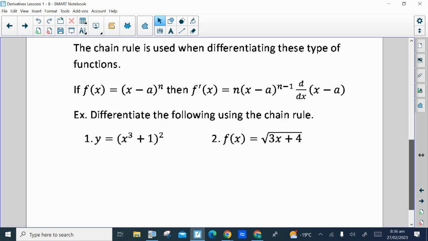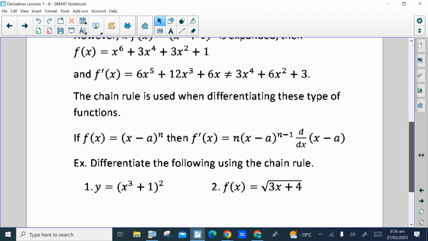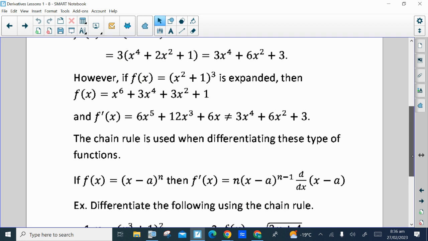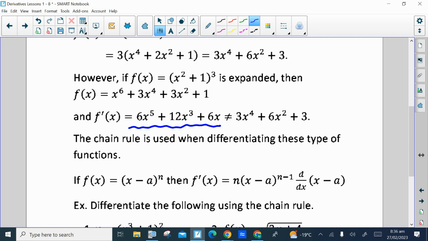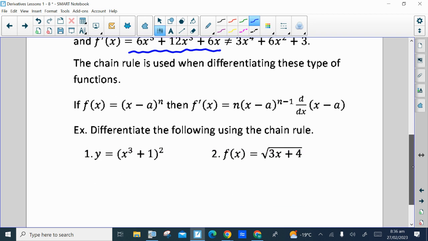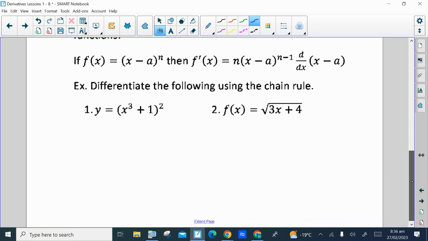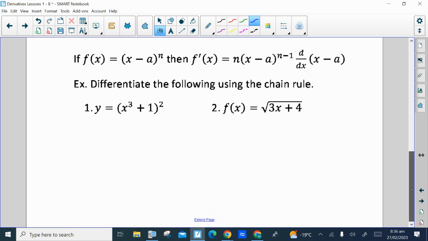Y equals x cubed plus 1 all squared. We know from above that it must equal this first expression, this fifth degree polynomial. That's what it needs to equal, because that's what we got when we expanded it out. We simplified it first and then differentiated. So we should get the same thing if we use the chain rule on this expression.